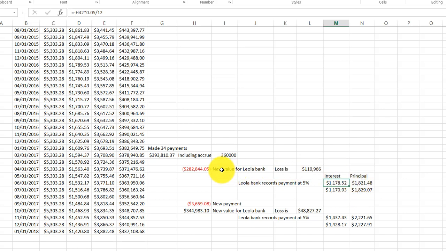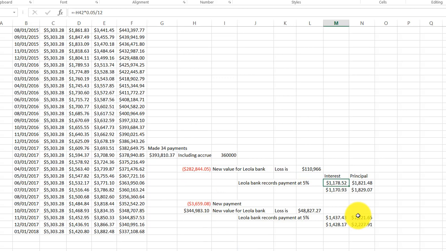And then the next month it would be these amounts. Notice that the loan amount is going to go down by the amount of the principal, just like we did over here on the amortization table each month. And so the interest is going down. This is what would be on the balance sheet for Leola Bank as the loan receivable. So when you record this loss, you're going to debit loss and credit the note receivable.